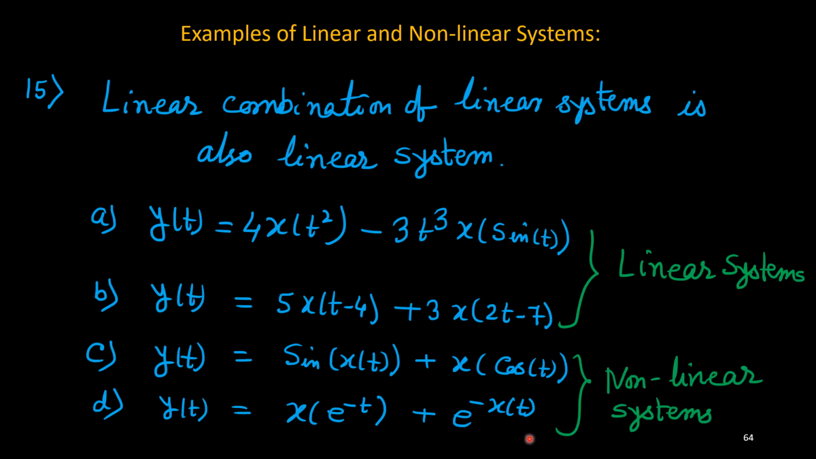Now, if we consider the next two, I'm saying that these two are non-linear systems. Why? Here is a sine operator on x of t. The sine operator is a non-linear operator. So this is a non-linear system. But this part is linear because x of cos of t is linear, whereas the other part is non-linear. So non-linear plus linear becomes non-linear. Similarly, x of e to the power minus t is a linear system, but e to the power minus x of t, the exponential power, is a non-linear operator, thus it is a non-linear system. So the total system is non-linear.